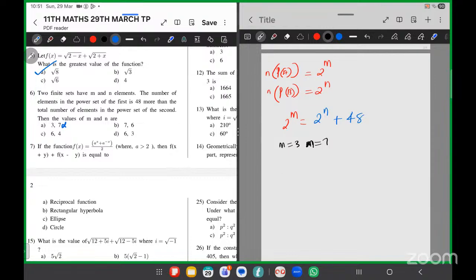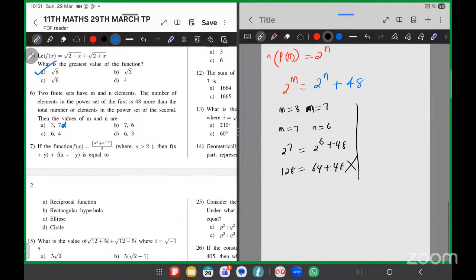Then if you put m equal to 7 and n equal to 6, 2 raised to 7 is equal to 2 raised to 6 plus 48. Whether it is possible? 2 raised to 5, 6, 7, it will become 120. Option C. So this is 64 plus 48. So this will not work either. So you can select option C. That is the correct answer.